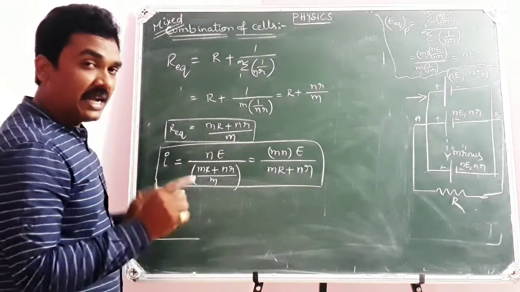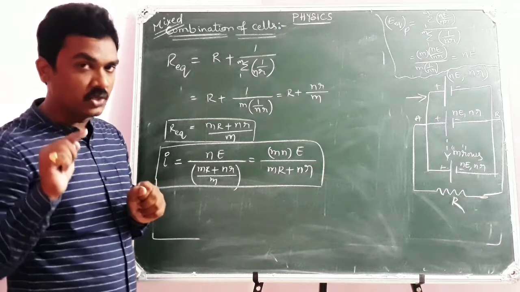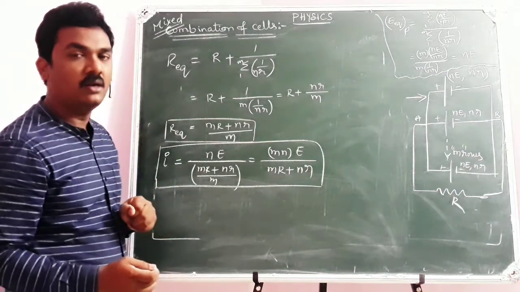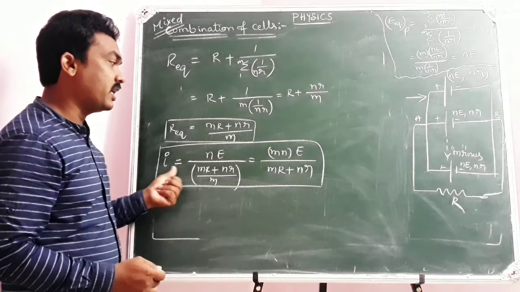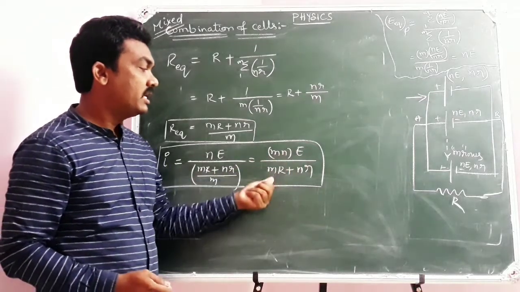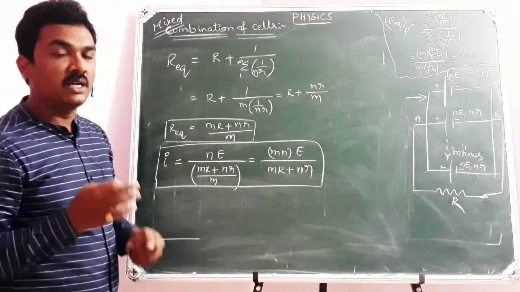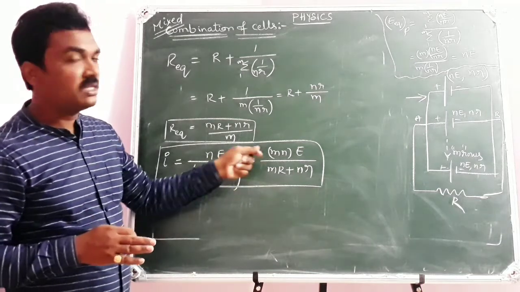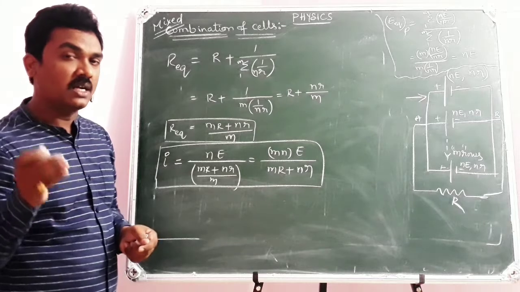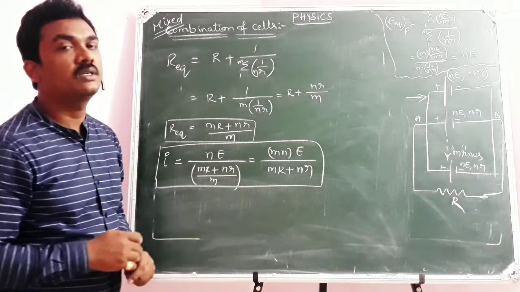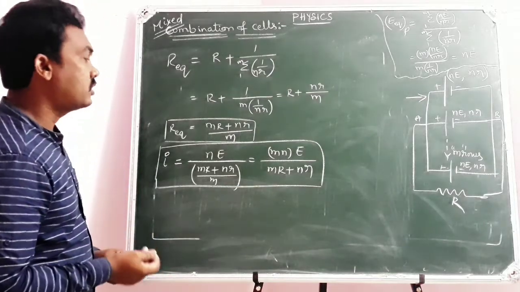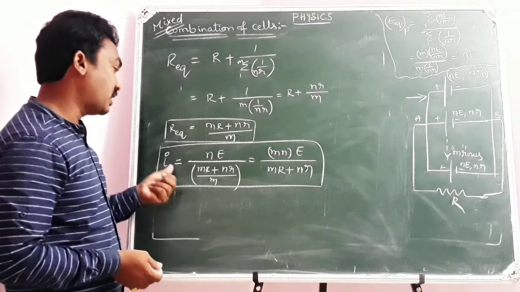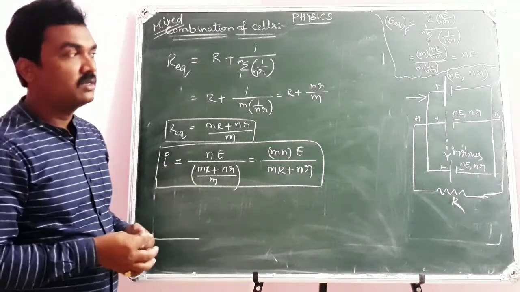So if n identical cells are connected in series for m number of rows in parallel, then the total circuit current I is equal to nmE by (mR plus nr). n is the number of identical cells that are in series in each row. m is the number of rows that are connected in parallel. Of course, there will be some mathematical application under what conditions the circuit current can be maximum.